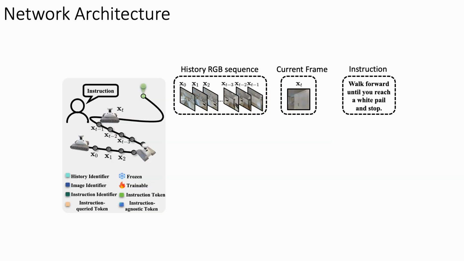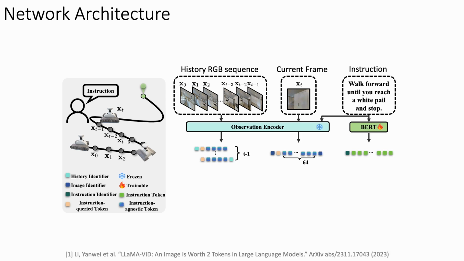Given the navigation information, NaVid leverages an observation encoder and BERT to encode visual and textual information, respectively. For each historical frame, we use 5 tokens to encode visual information. For the current frame, we use 65 tokens to retain more visual information. For more details, please refer to our paper.